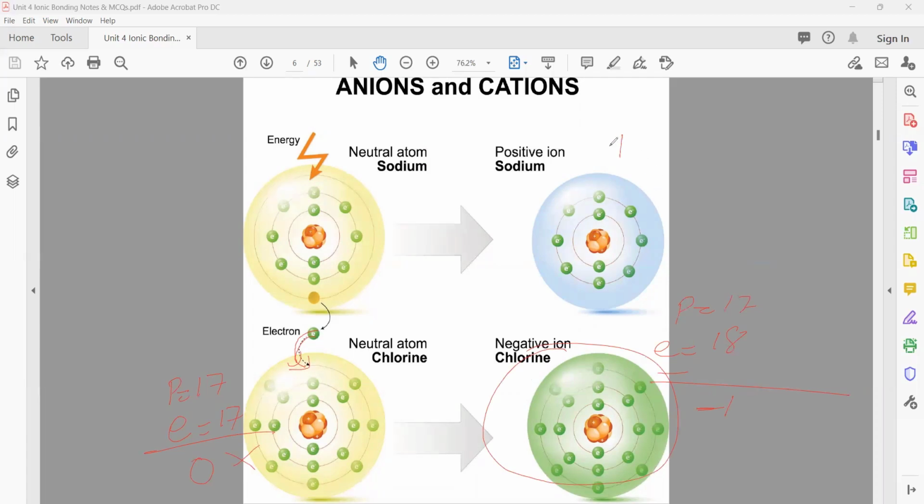So now this is a positive ion, this is a negative ion. Positive and negative always attract each other. So they will make a bond which is known as ionic bonding. Did you get this one? Any confusion? Please let me know. Confirm this one.